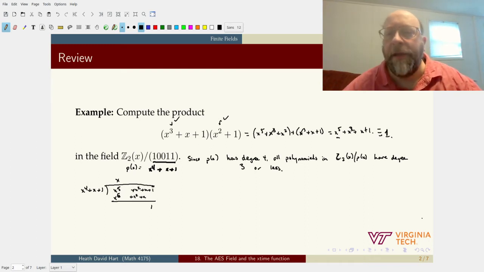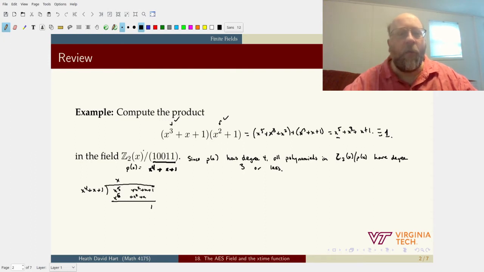It's not x to the fifth. It's 1 inside this field because we need a polynomial of degree 3 or less. That means that these two functions are inverses of each other inside this field as well.